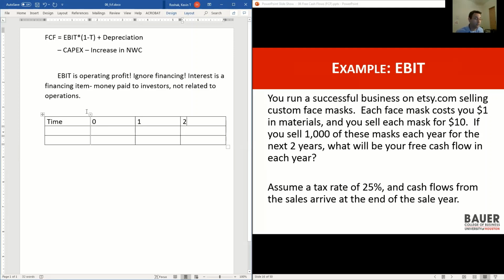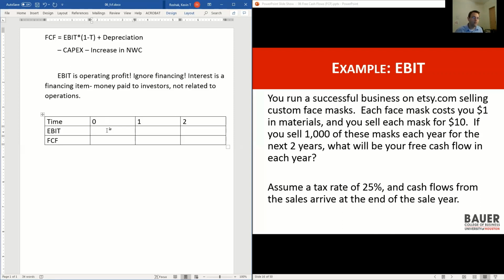We have 2 time periods in this example, time of up to 2 years. We're going to be generating an EBIT, and we're going to use that to figure out our free cash flow. Okay. In this example, what typically happens is if you're running a business, you're not going to make money right away, right? It takes time to generate sales.